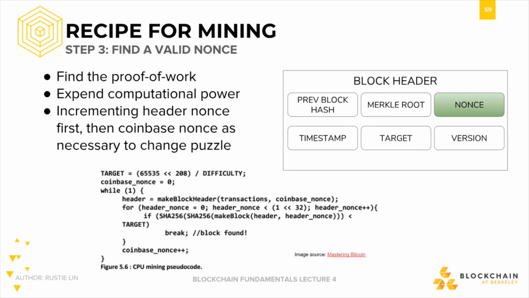Okay, then finding a valid nonce. This becomes the proof of work part of Bitcoin, where you need to expend computational power. You need to change that green colored nonce in order to hit some target. And so you're just going to be brute forcing, changing the nonce in order to make the hash of the whole header fit some desired puzzle.